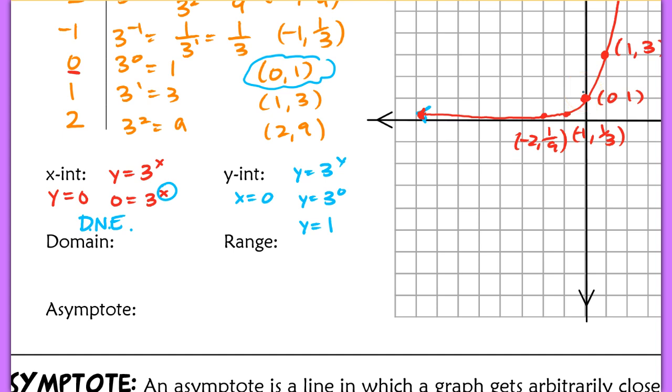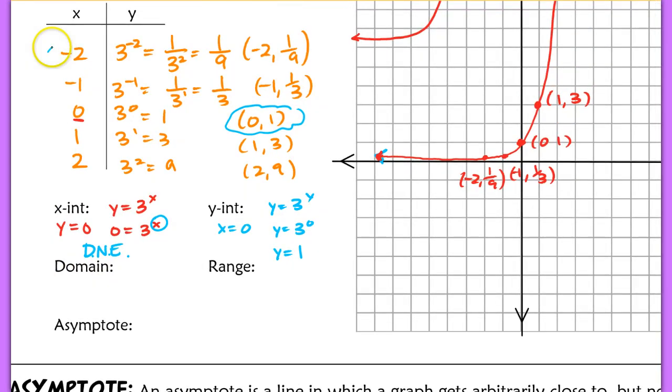And so when we talk about the domain, we could plug in anything in this table. There is no restriction on what we can plug into this table because we're going to get a real value no matter what we do. So this is all reals for our domain. However, our range is only values that are positive. So y is greater than 0. I'm not writing y is greater than or equal to 0 because it cannot equal 0. It's only positive outputs.